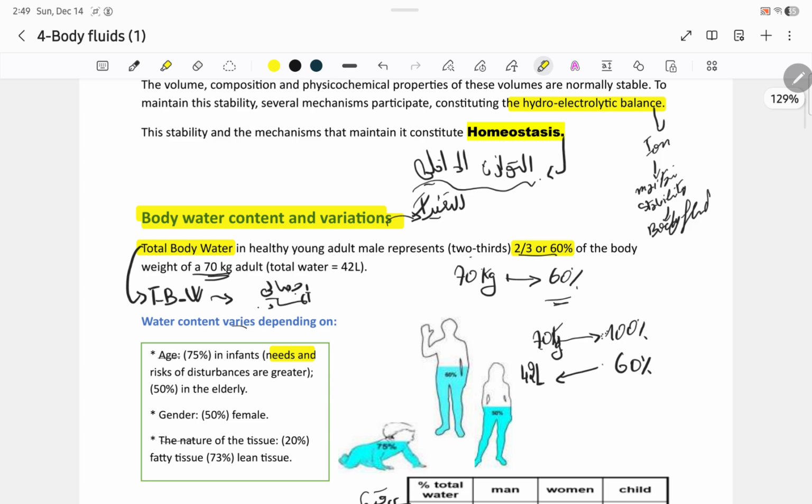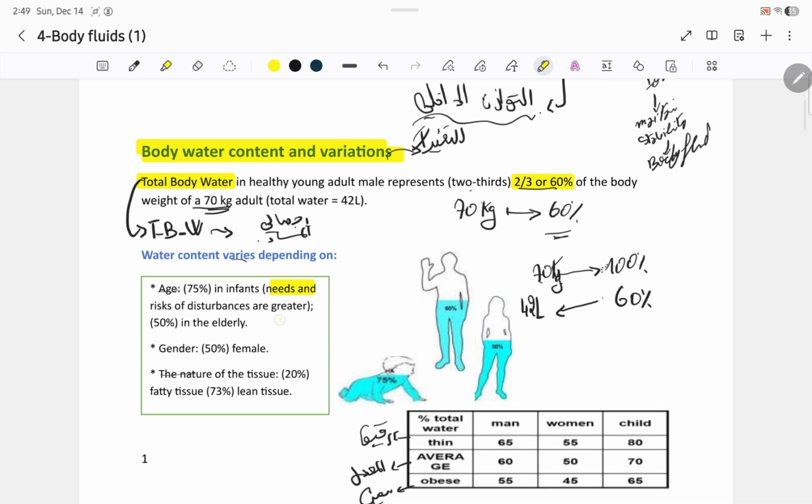Body water content and variation. We should know the total body water. The total body water in a healthy young adult, who is not in case of disease, male, because there is a difference with gender, it's one of the factors, is about 60% of body weight. For a 70 kilogram adult, that is 42 liters of water.